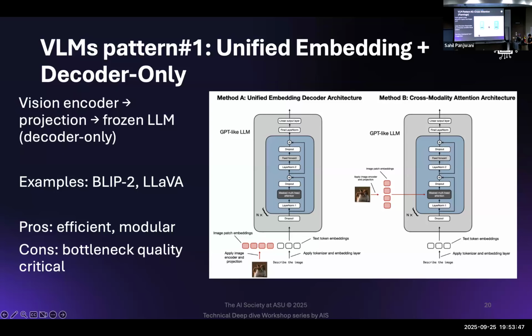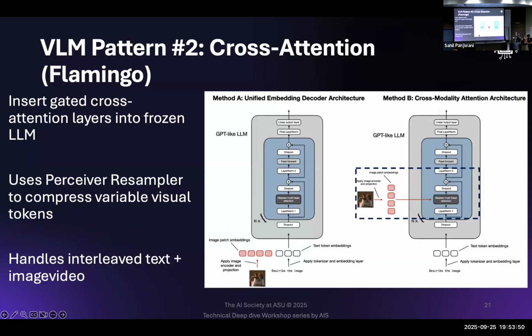The second pattern of VLMs is the Flamingo type, and the only difference is that we insert special cross-attention layers into the frozen LLM. Basically, there's a query system where the text tokens are able to query the image tokens. So you can selectively focus on parts of the image while you are generating the text. The trade-off here is complexity. Cross-attention models are more powerful, but they are also heavier to train and more demanding at inference.